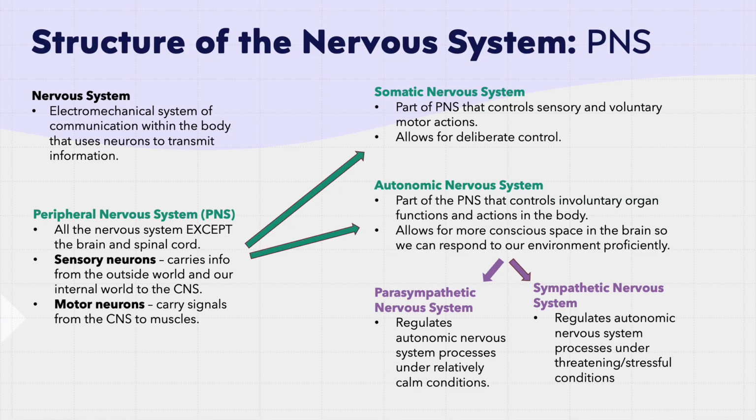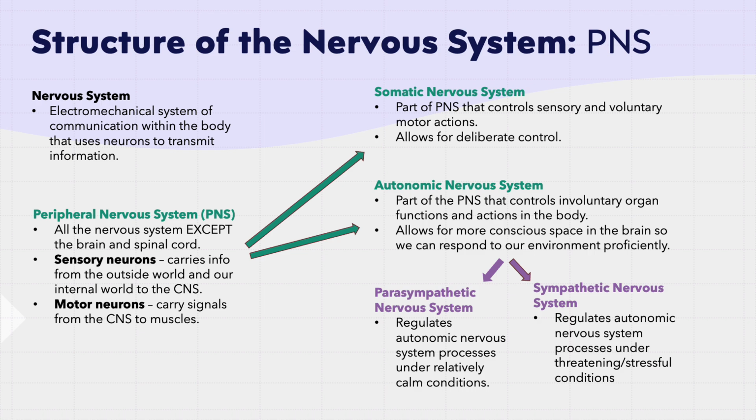Sensory neurons are what carries information from your external world and internal world to your central nervous system, so your brain and spinal cord, where motor neurons actually carry those signals from the brain and spinal cord to your muscles. So one way to think of it is sensory neurons carry information towards your central nervous system, where motor neurons carry those signals away from the central nervous system. But the peripheral nervous system is comprised of two major nervous systems.